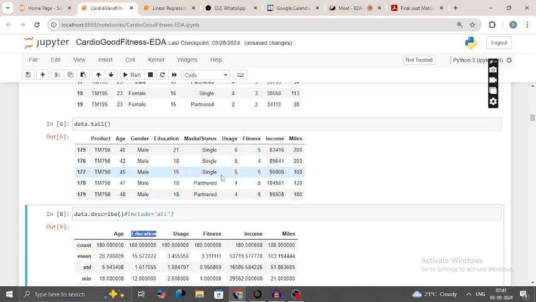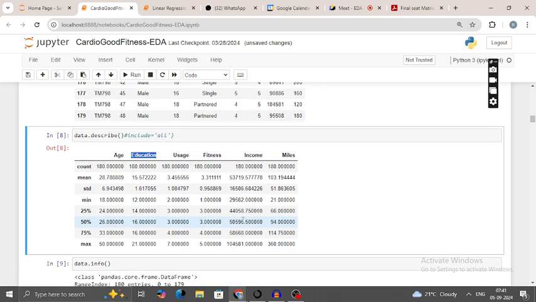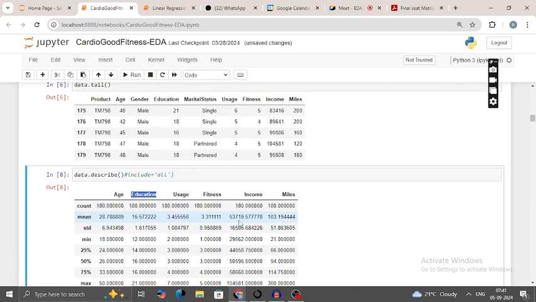So it's a number: usage number, fitness number, income number, miles number. So the data which are integers or floats, only that will come. The data which is in the form of an object is not going to come. So if you want everything to be included, you have to include all. So what is going to happen here?